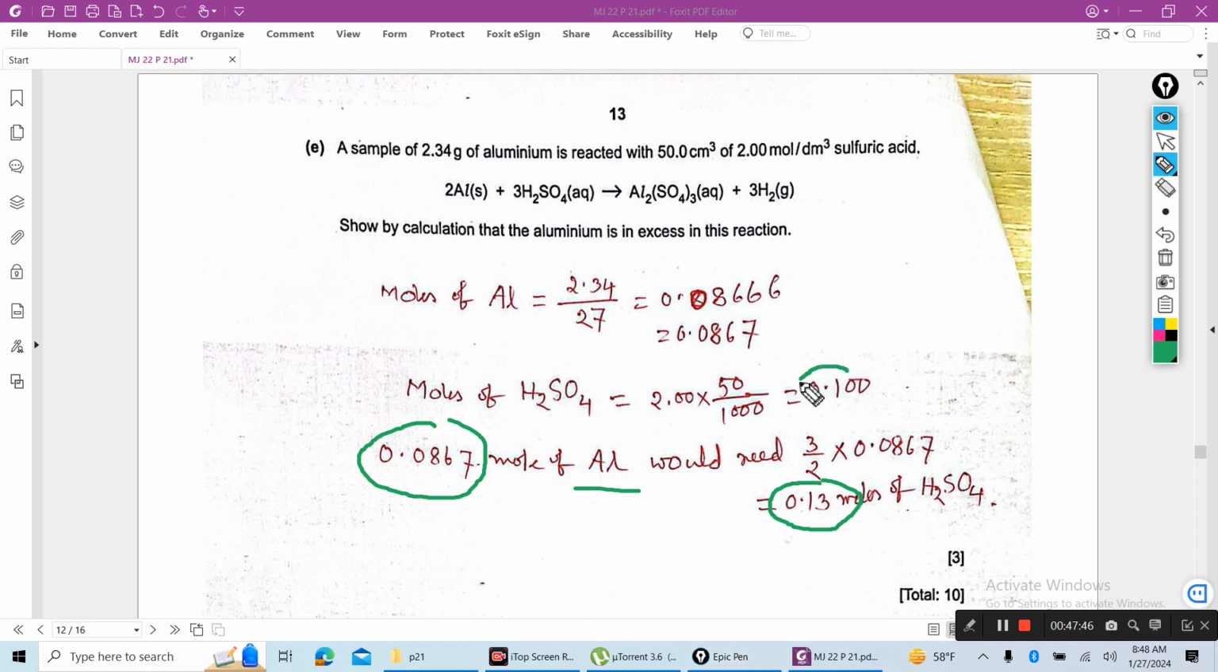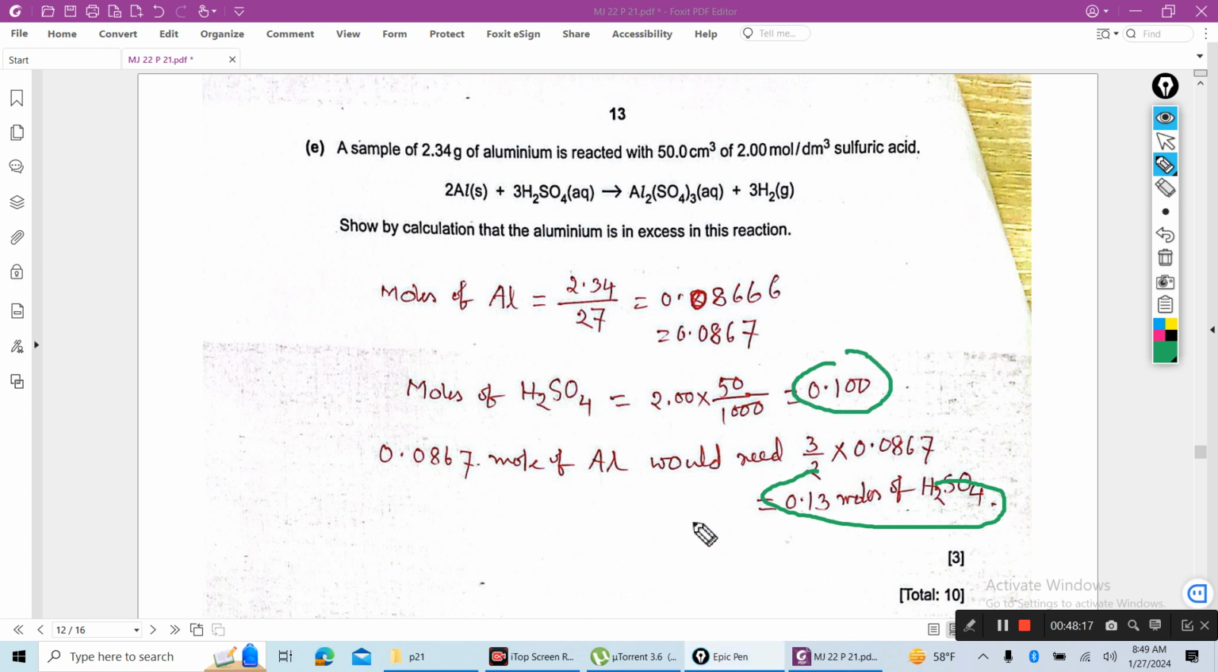But sulfuric acid has only 0.1. Sulfuric acid needed more, have less. That means sulfuric acid is the limiting factor. Here aluminium is in excess. So by calculation, the aluminium is in excess in this reaction. More sulfuric acid moles are needed compared to 0.1. That's why sulfuric acid is the limiting reagent and aluminium is in excess.